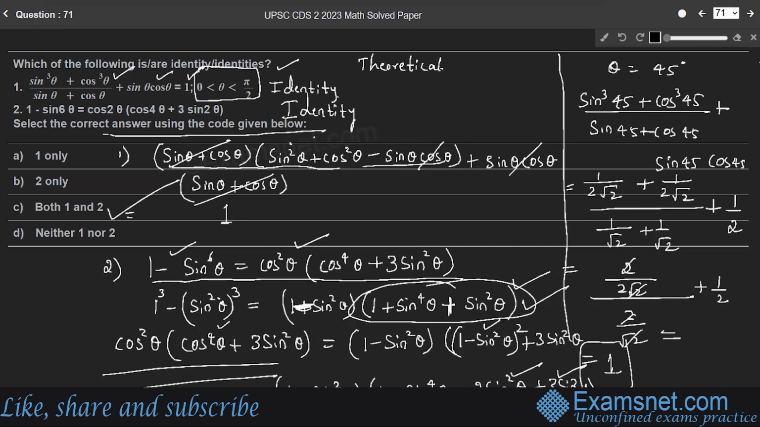So you can substitute the value of theta also. Right? If you want, you can substitute the value of theta as 45 degrees. Any value between 0 and 90 degrees you can substitute and you will get the same answer. Right? So the value for LHS is equal to RHS. Right? Option C is the right answer.